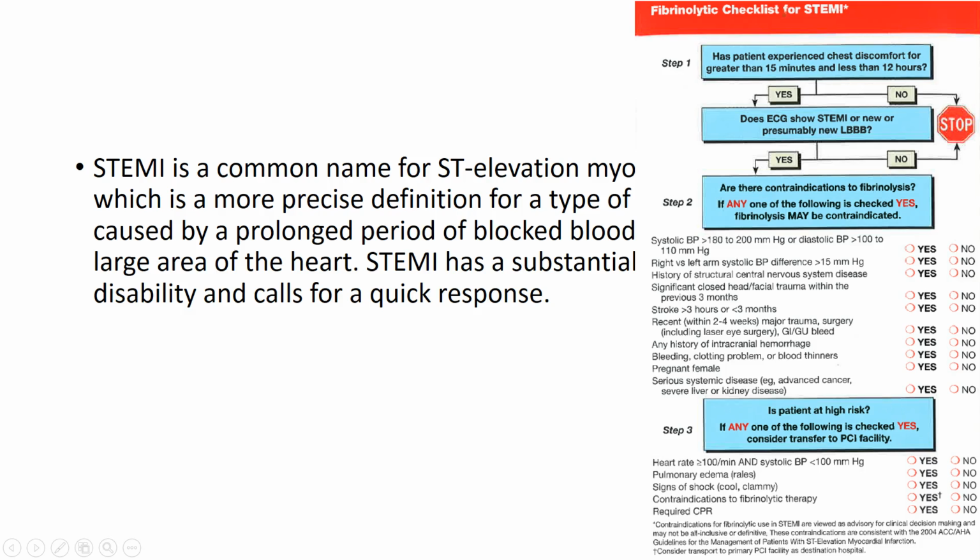If any one of the following is yes, fibrinolysis may be contraindicated. So you cannot give them fibrinolytic therapy if any of these things say yes. But man, there's a lot of things to go through here. So first of all, 15 minutes to 12 hours, that's a good thing. If no, you need to stop. Don't give them fibrinolytic therapy. If they've had a STEMI or presumably new LBBB, stop there. So this is yes. It's between 15 minutes and 12 hours. Does the ECG show a STEMI or a LBBB? Yes. And are there any contraindications to fibrinolysis?